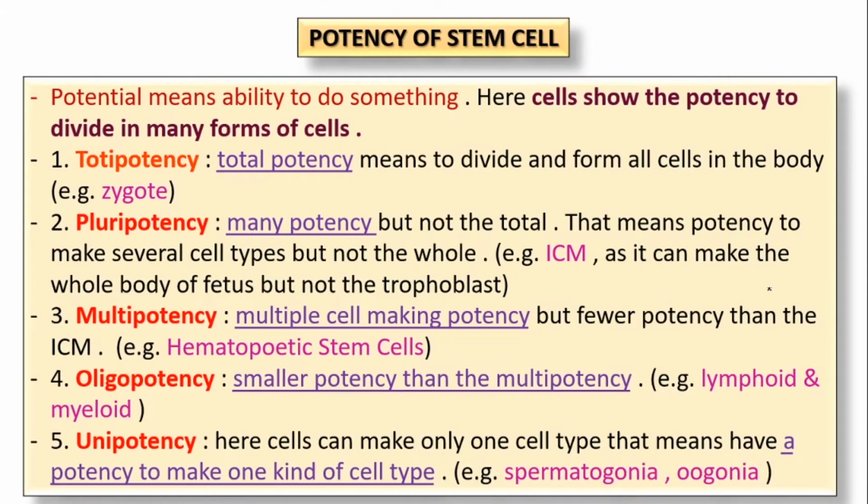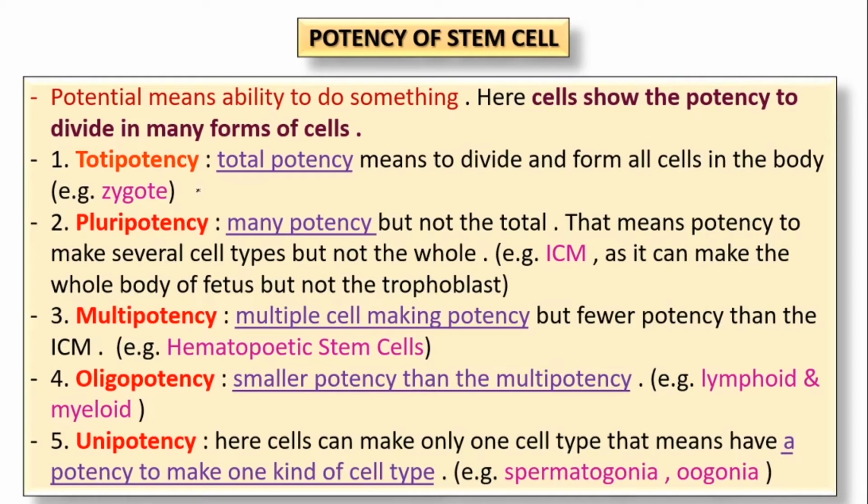So stem cells show potency levels. So what is potency? Potency, or the potential, means the ability to do something. So what kind of work or act can be performed by a stem cell? If a stem cell can divide to form any kind of cell type and also form the total body or the entire body of any living organism, mainly animals, it is known as totipotency.